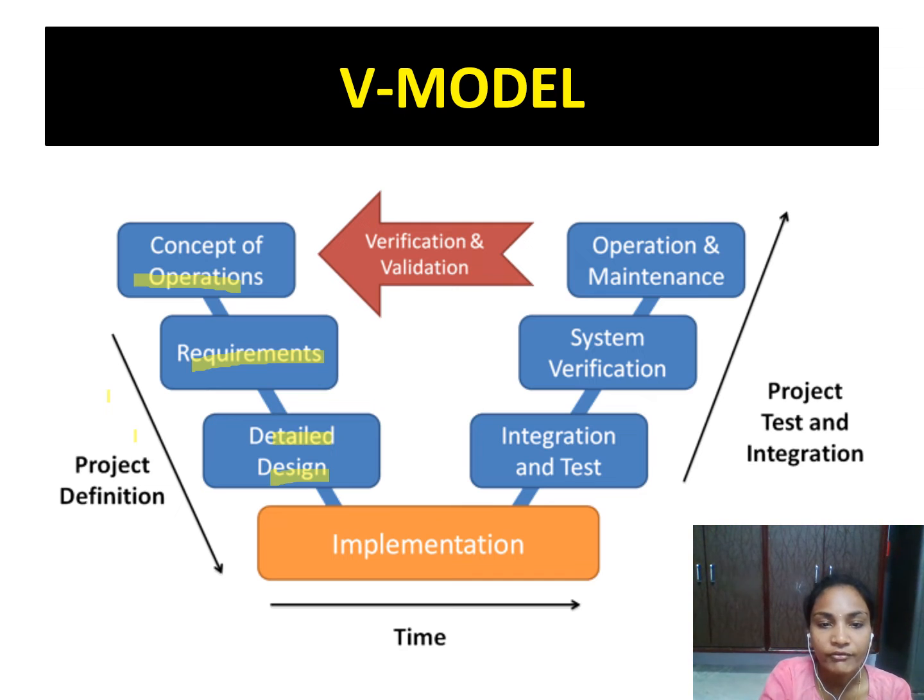And next, after making the blueprint, we have to implement the blueprint. It takes a lot of time in the V model. It consumes a lot of time. This time arrow mark states that the implementation step takes a lot of time in this V model. And the project test and integration includes three steps, and they are integration and test, system and verification, operation and maintenance.